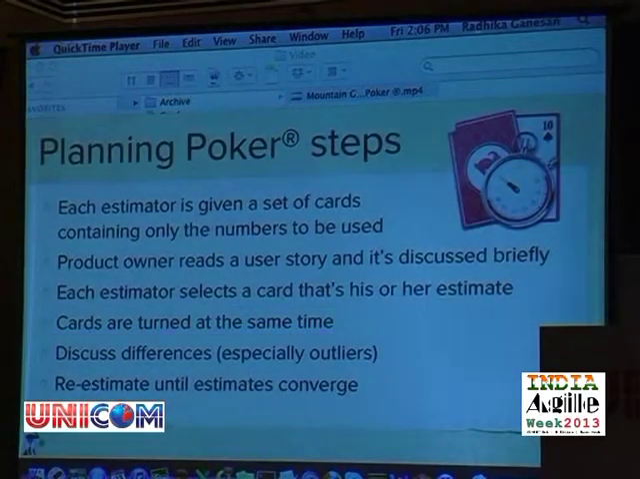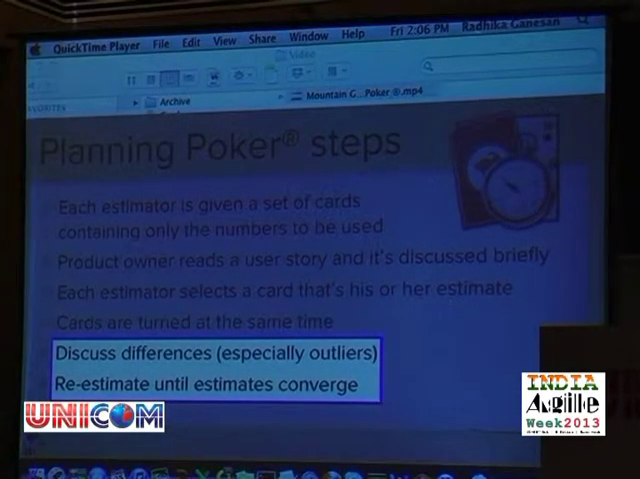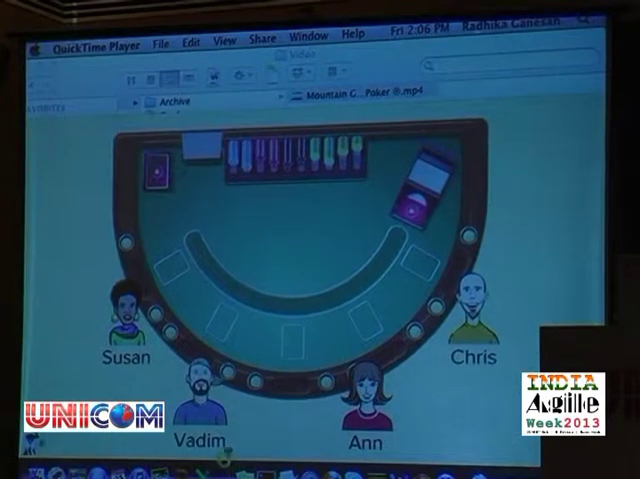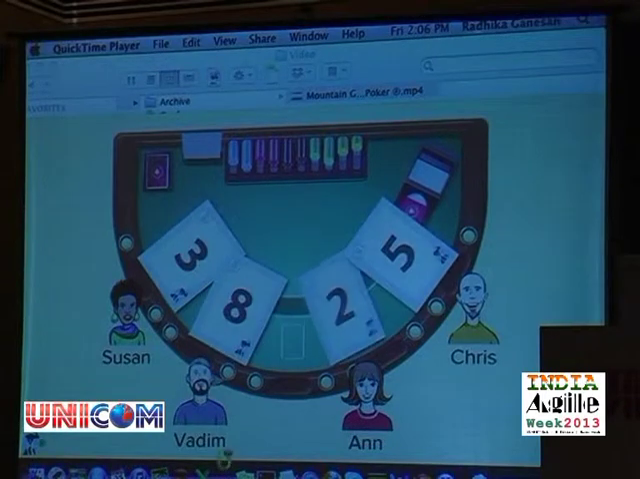If everyone is holding up the same number, we're done. Write that number down as the estimate and move on. But if the numbers are different, we discuss it and then estimate again. Let's see an example. During the first round, our estimators hold up a 3, 8, a 2, and a 5.